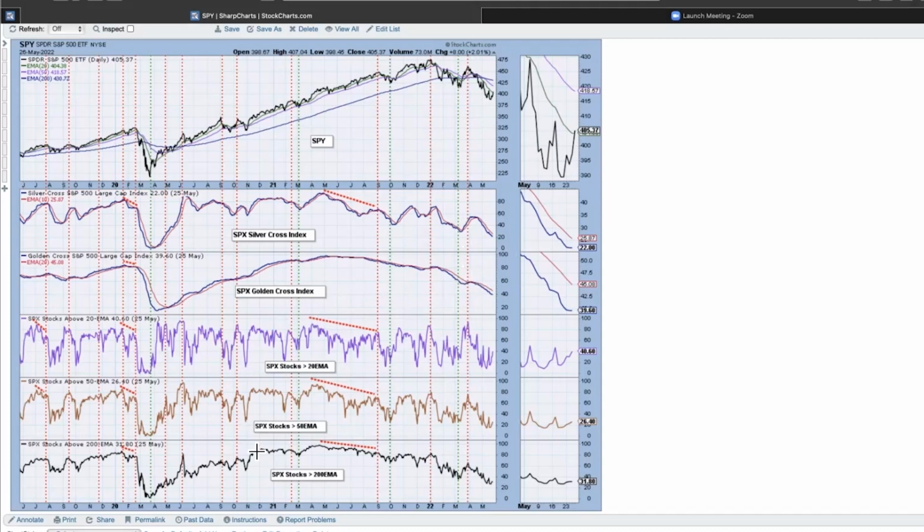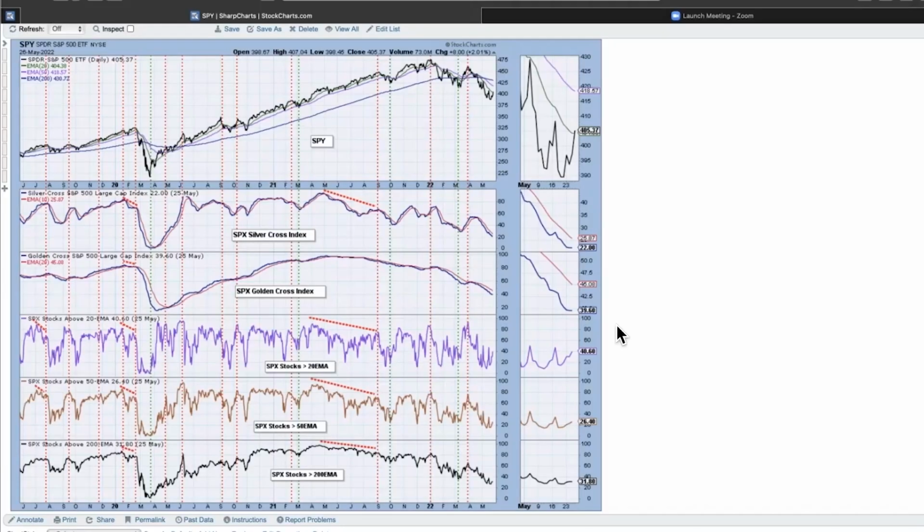and then you can see that golden cross immediately began to top. Then we look at the participation percentages of the stocks above their 20, 50, and 200-day EMAs. By making comparisons of what those percentages are to the SCI, the Silver Cross Index, and the GCI, the Golden Cross Index, you can see what the bias is in the short, intermediate, and longer terms.